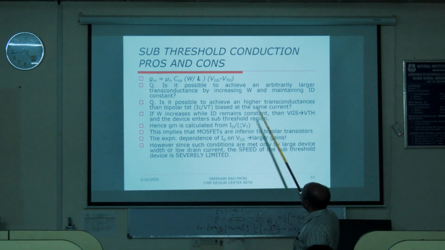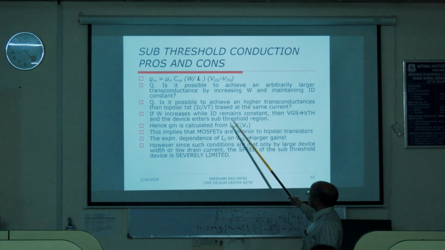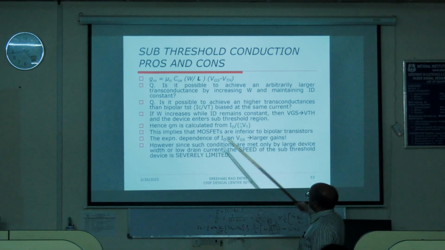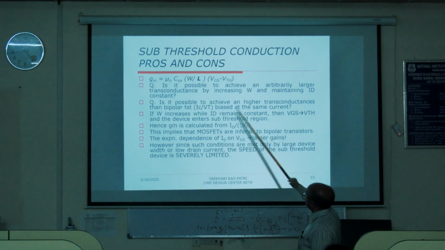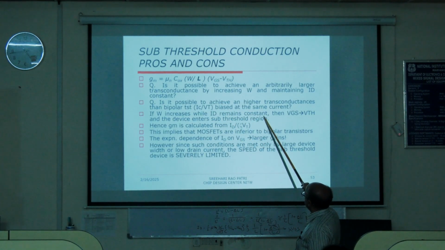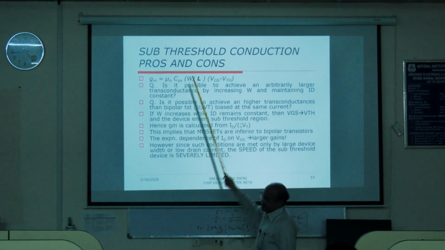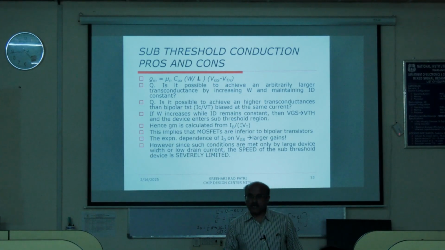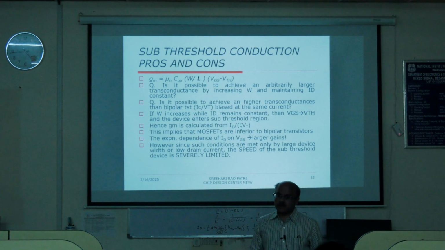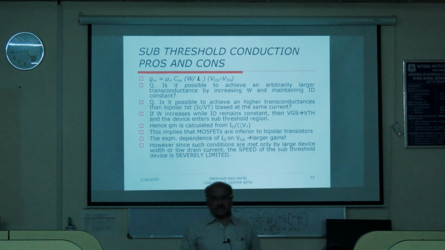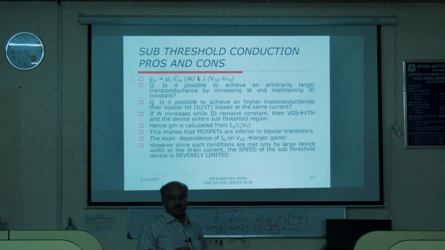So if we try to increase W by L, what is going to happen? What is the problem? W increases, but I want to keep ID constant. I want to increase W by L, but I want to keep ID constant. So look at the ID expression. ID is equal to half mu Cox W by L into (Vgs minus V threshold) whole square. I want to increase W by L because I want to increase gm, but I want to keep the bias current the same because I don't want power dissipation.